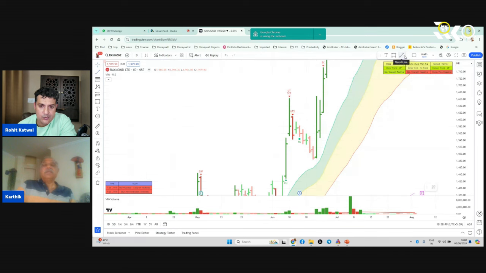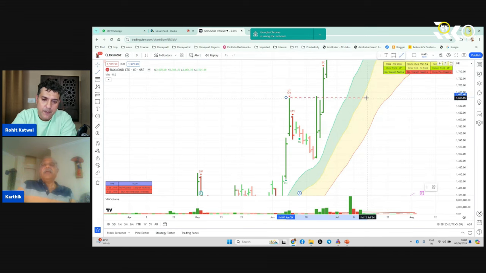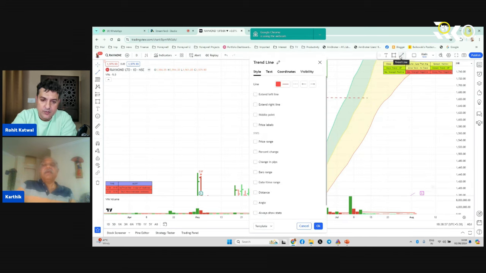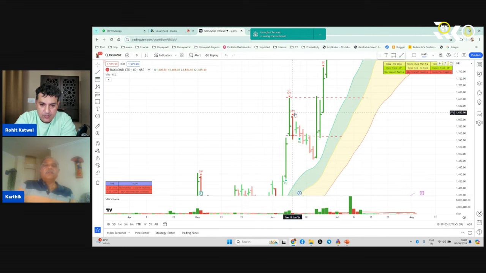I would draw the high and low, I will mark the high and low. So the next bar is again a down bar, but the volume was not very high. But it broke below the low of the UT bar. So it is going down.